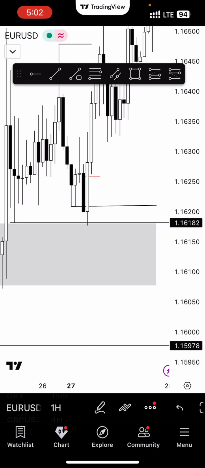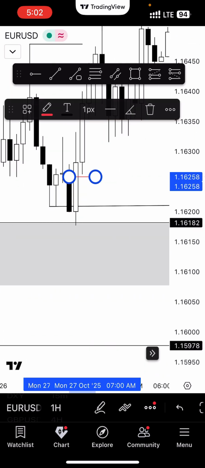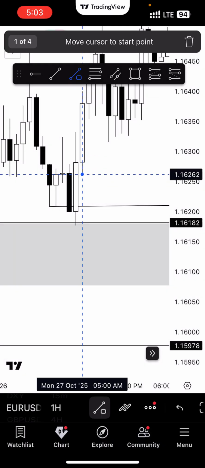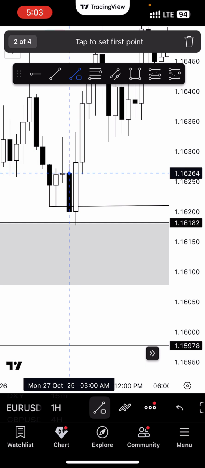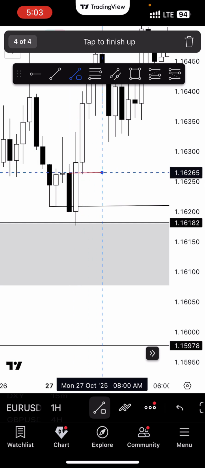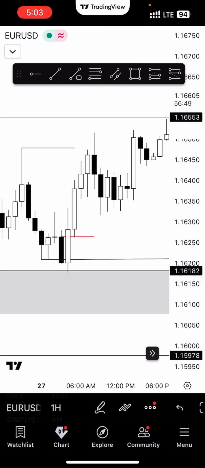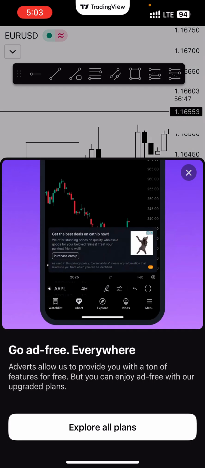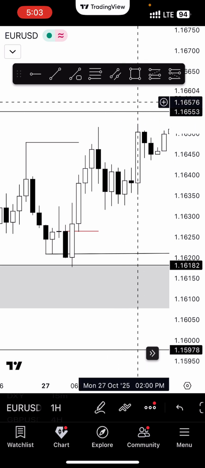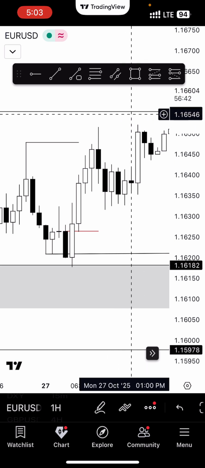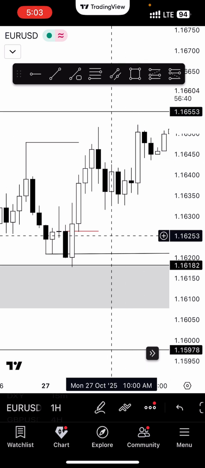So I just built my confluence using the 4 hours CLT. So this was my entry right here. And where was I targeting? I was targeting these highs right here, the CRT high. So this is a KOD CRT on the 4 hours.